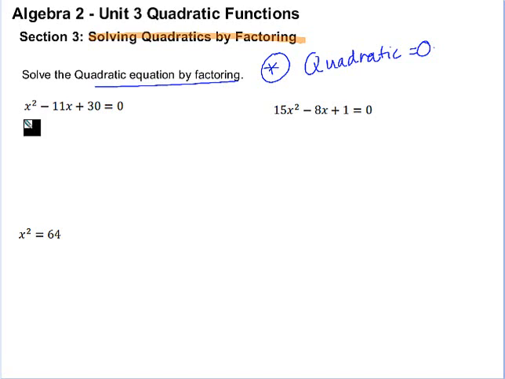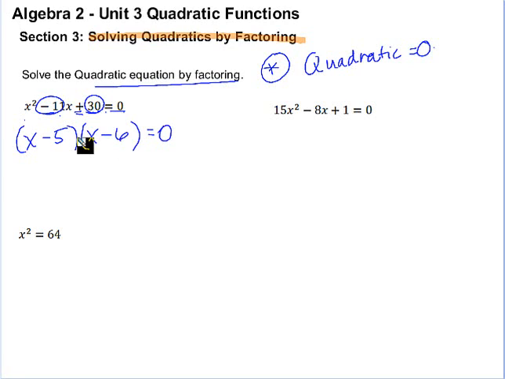So here we have x squared minus 11x plus 30 equals 0. So we're equal to 0. So we just have to factor this trinomial. So we know it's x and x. Multiply to get 30, add to give negative 11 is negative 5 and negative 6. So that factors to x minus 5 times x minus 6.